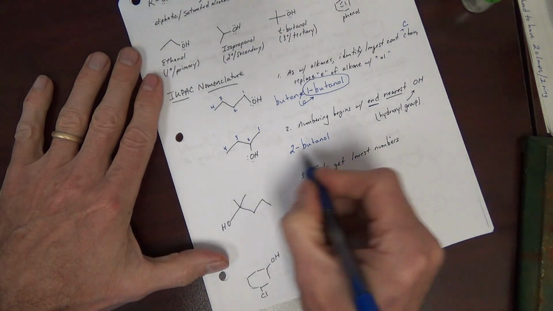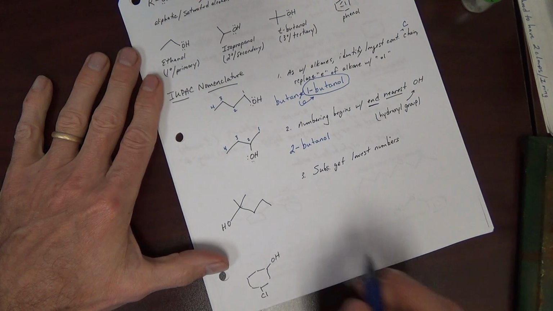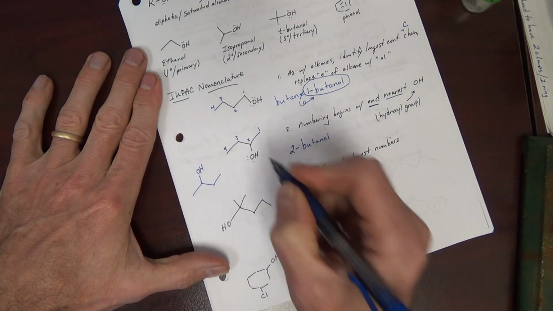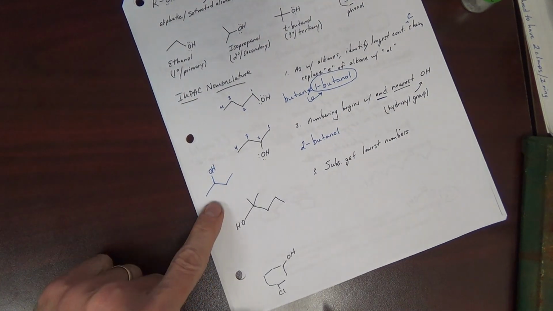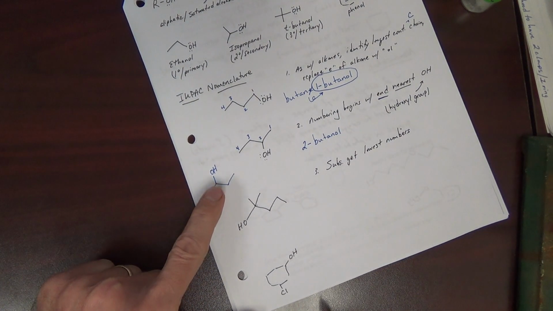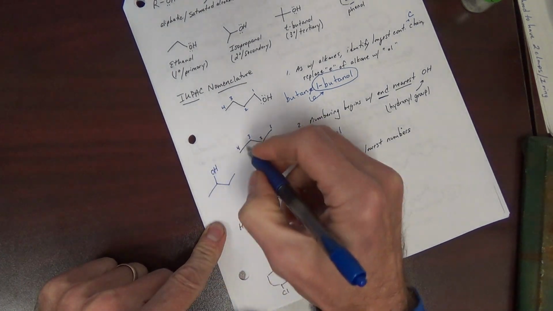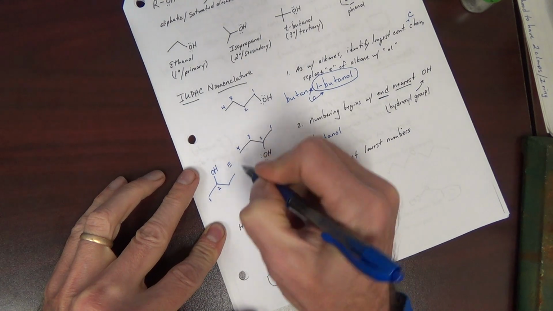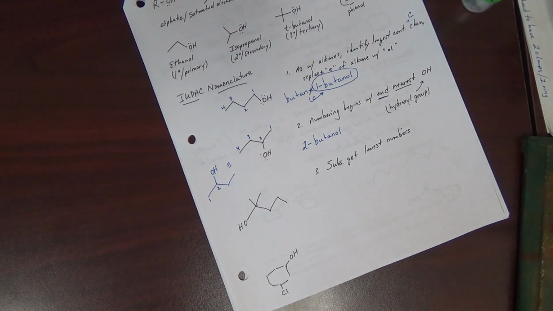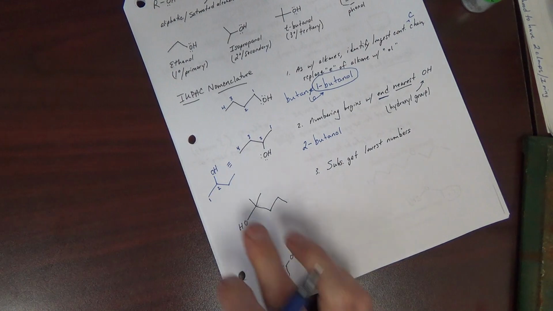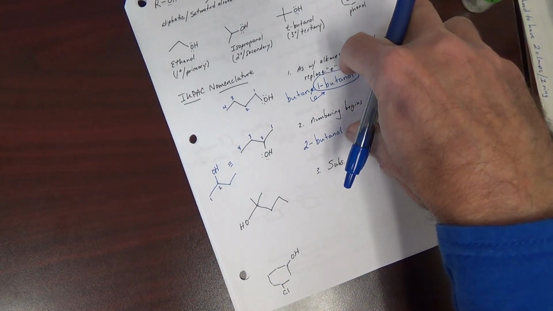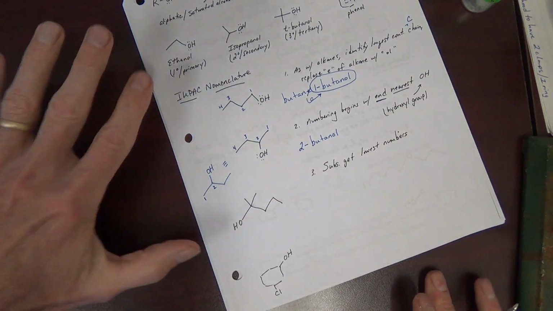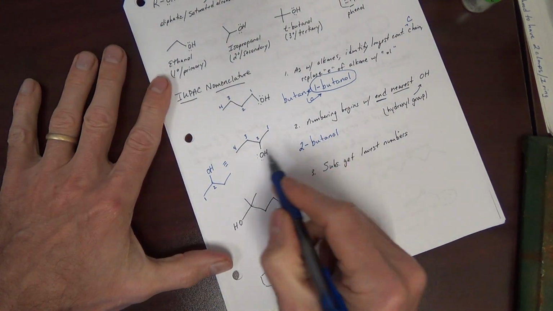Question. Could we have a 3-butanol? What if the OH was here? Is this 3-butanol? No. These are the same compound, it's just turned around. If we name this according to our directions here, we would see that this is 2-butanol. And if compounds have the same name, they're the same.